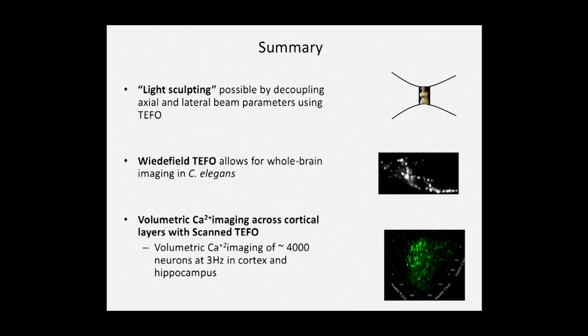So I just want to briefly summarize. We saw that this idea of light sculpting is possible by decoupling the lateral from the axial parameters of the beam. In the wide field configuration, this is useful for recording at high speed in semi-transparent organisms like C. elegans. And in combination with scanning, it can be a method that allows us to record at single cell resolution from a large number of neurons in the scattering brain.